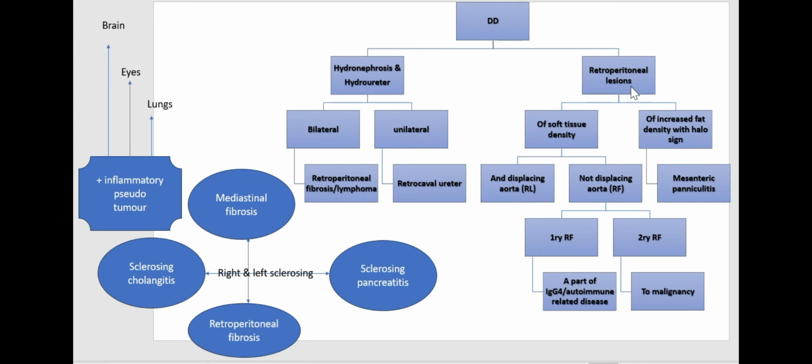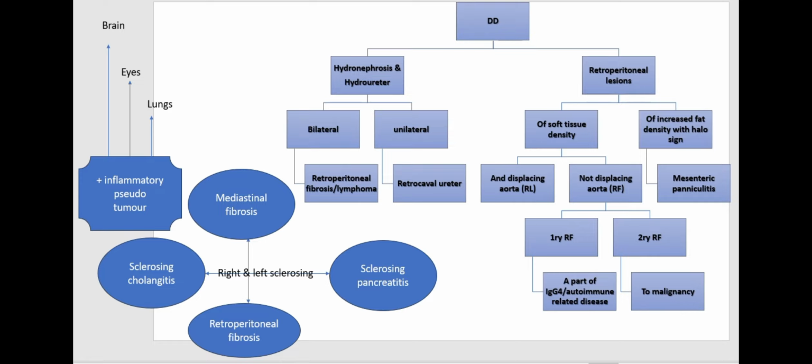If the retroperitoneal lesion is of increased fat density with halo sign, think of mesenteric panniculitis. So, if the diagnosis is retroperitoneal fibrosis, this may be primary or secondary. Primary retroperitoneal fibrosis is a part of IgG4 or autoimmune related disease. However, the secondary retroperitoneal fibrosis is secondary to other malignancy in the body.